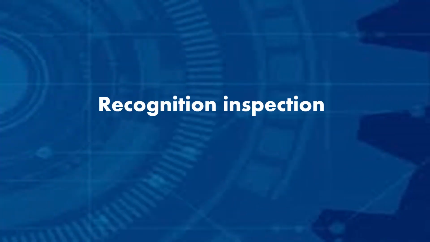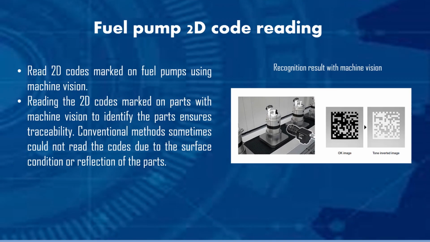Recognition inspection. Fuel pump 2D code reading. Read 2D codes marked on fuel pumps using machine vision. Reading the 2D codes marked on parts with machine vision to identify the parts ensures traceability.